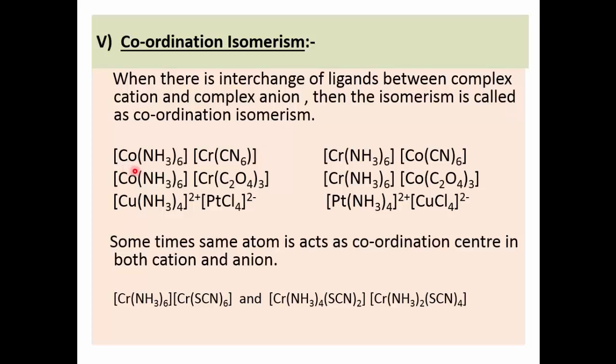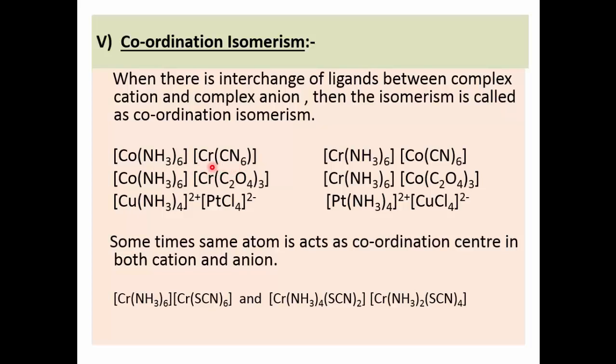So see, [Co(NH3)6] is the complex cation, and [Cr(CN)6] is the complex anion, and its isomer is [Cr(NH3)6] and [Co(CN)6]. How does this show coordination isomerism? See here, this is the first isomer. In the complex cation, to this cobalt, 6 ammonia molecules are coordinated. Ammonia molecules are neutral. On cobalt there is a positive charge and therefore this is a complex cation. While this is the complex anion.